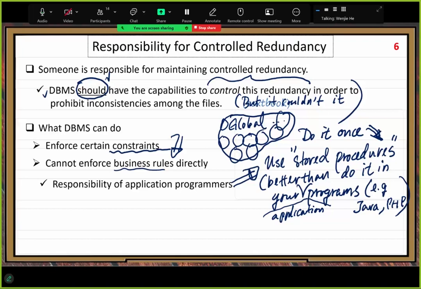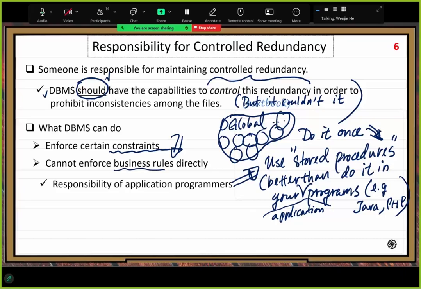For different locations and services, people use different programming languages to write the code. So if you use Java to implement it, then people using PHP need to implement their own version, and people using C# need to implement their own version. Each programming language needs its own version, so that's not efficient. But if you use a stored procedure, the SQL way, you only need to do it once. Then all the other programming languages can call this stored procedure to check those business rules. That's the idea.